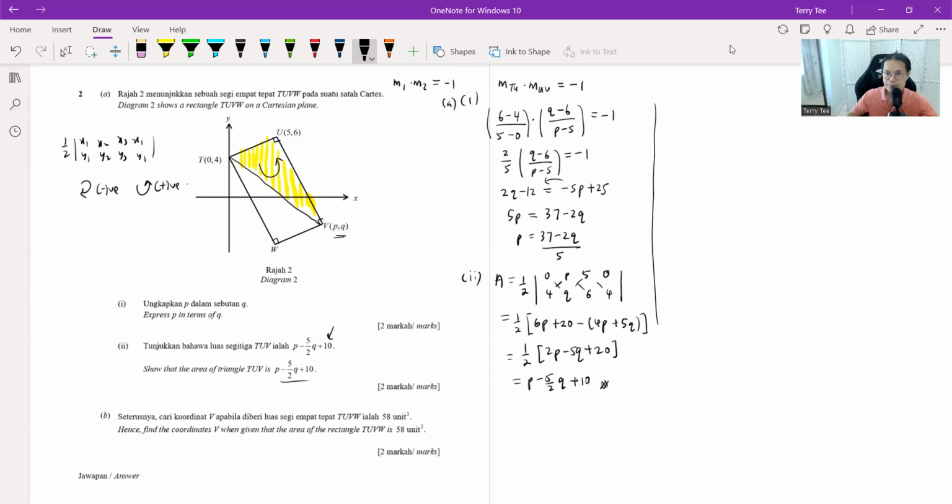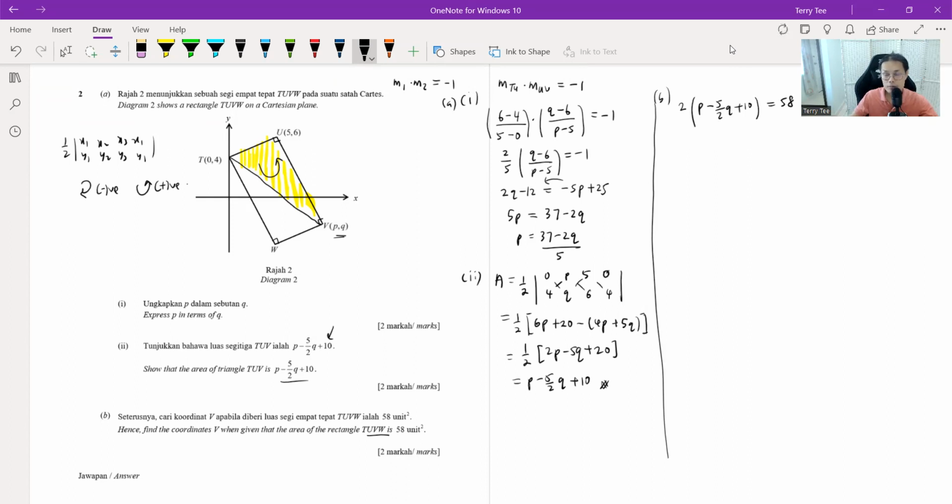Okay, next part. It is given that the area of the quadrilateral rectangle TUVW is 58. Find the coordinate of V. Now, the coordinate of V means you're finding P and Q. So first of all, I know the whole thing is 58. This is only half of it, right? So I think we can just take this area, multiply by 2. So this area, if you times 2, is P minus 5 over 2Q plus 10. This area is now 58.